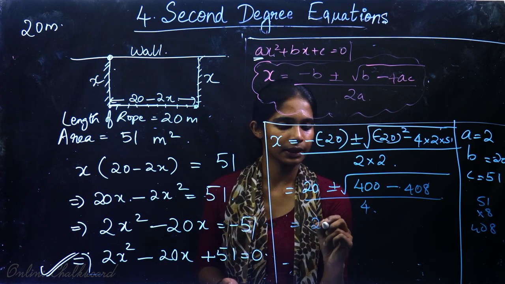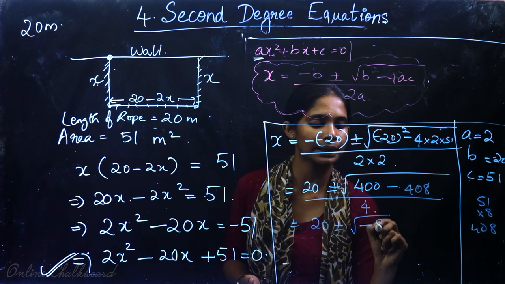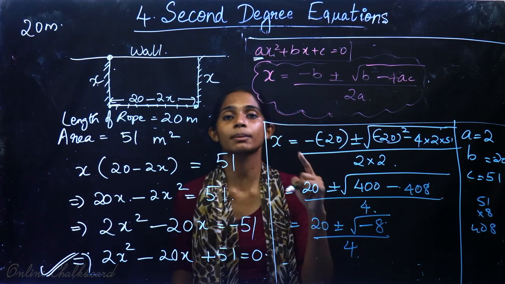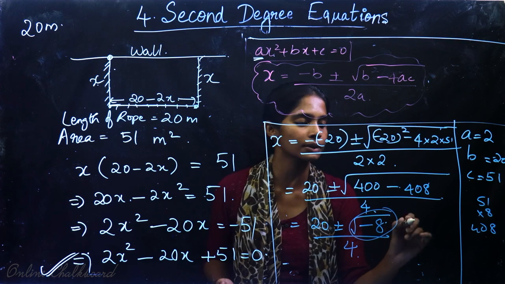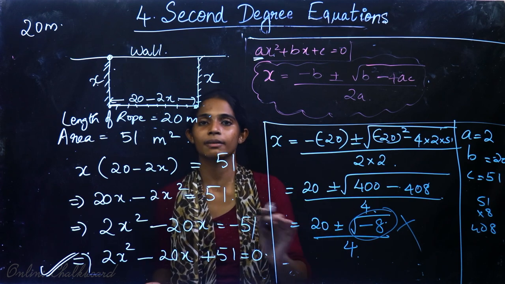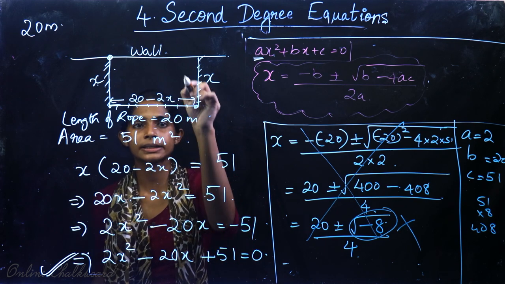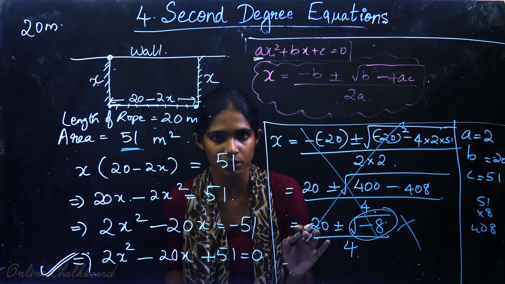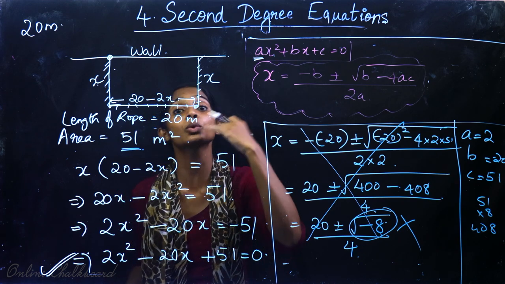But just observe here. 20 plus or minus root of 400 minus 408. That will be minus 8, divided by 4. Now, we have a negative number under the root. Roots of negative numbers do not exist in real numbers, so a root of minus 8 does not exist as a real number. Because of that, we do not get any value for x. So what can we say? It is not possible to construct a rectangle like the one we constructed with area 51 meter square. So in our question the area will only be 50 meter square, and never more than 50.